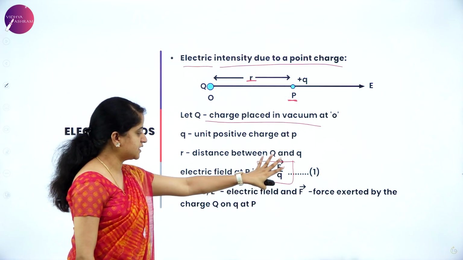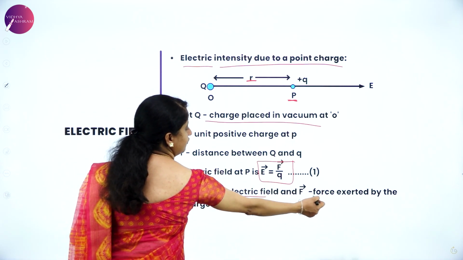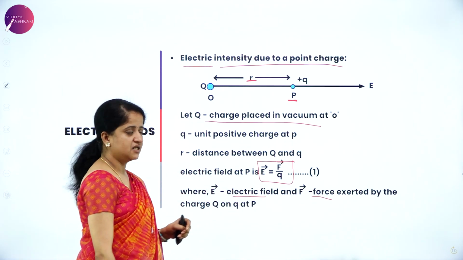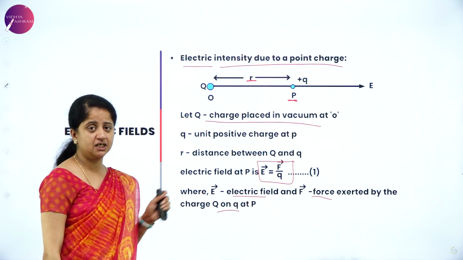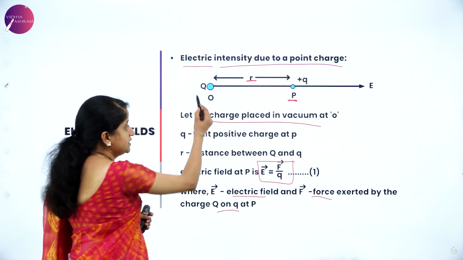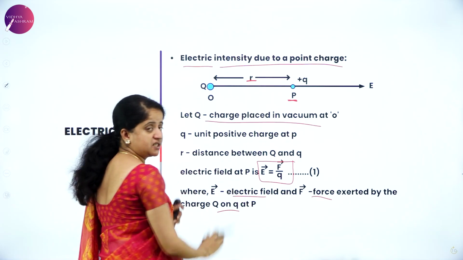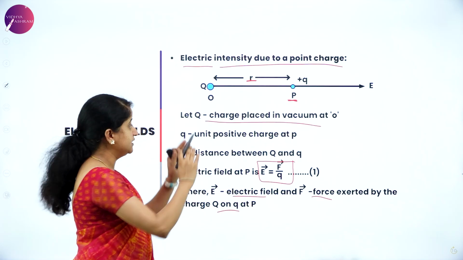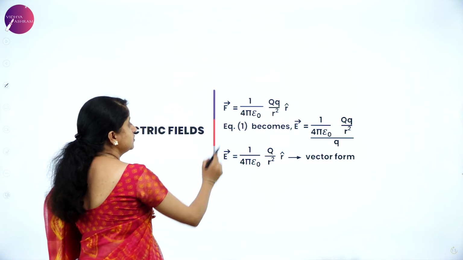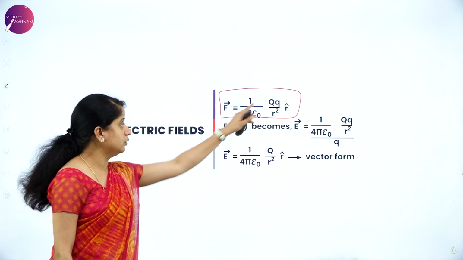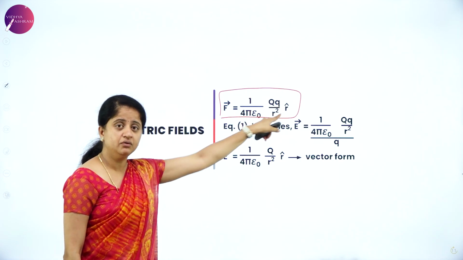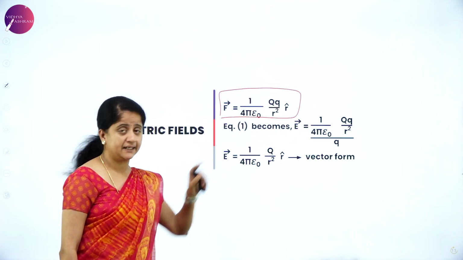So in this expression, E is electric field and F is the force exerted by a charge, and Q is nothing but a point charge which is there at a position P. Now there are two charges, there is a distance of separation, there must be a force between these two charges. Then according to Coulomb's law, F is equal to 1 by 4 pi epsilon naught Q, capital Q and small q divided by R square into R cap.